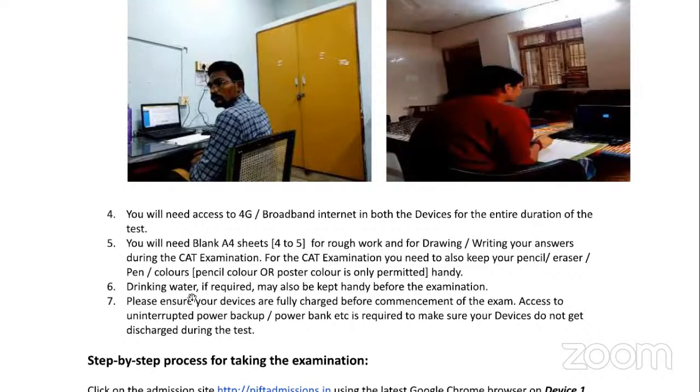So you will need a 4G mobile, a proper 4G internet connection. You will need blank A4 sheets. These blank A4 sheets you can use for your rough calculations. You also have to use the same for the CAT examination. So you will have to do your drawings or your writings using pencil color or poster color, and you will have to submit it. And if required, you will have to keep drinking water. You won't be permitted to move away.